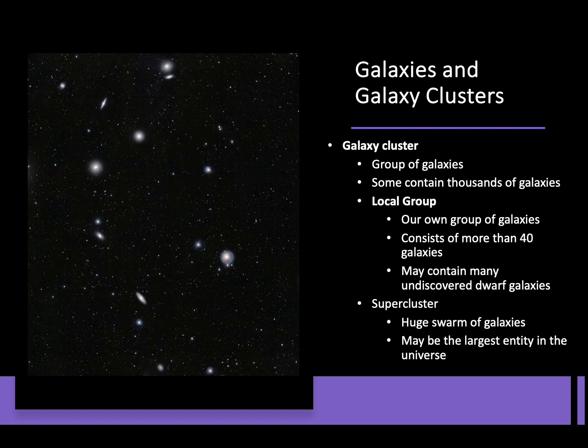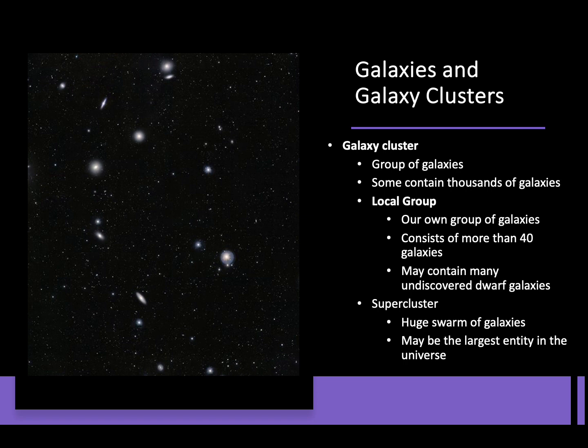When we look at galaxies, though, they're usually not just random and by themselves. Instead, they're usually clustered together in groups. And sometimes a cluster of galaxies can be thousands of galaxies in close location to one another. So we want to break these clusters into small groups and larger groups. A smaller group is called a local group. It's going to be those galaxies that are nearby each other.